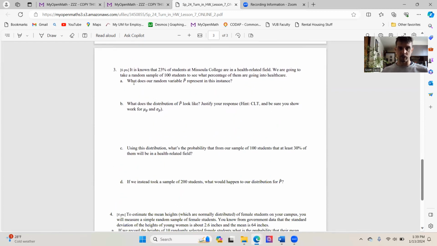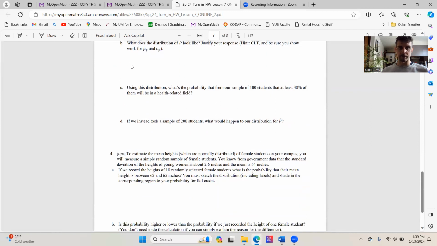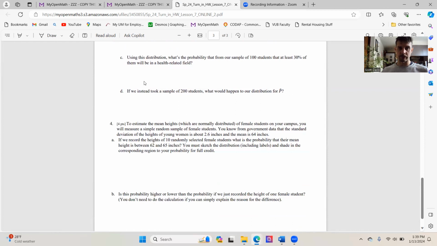Here's another example with a proportion. Interpret it. What does it look like? You don't need to draw the distribution this time. Find that probability. Just describe what happens to the distribution. You can use calculations. You can simply just argue what happens when we increase our sample size to the distribution.